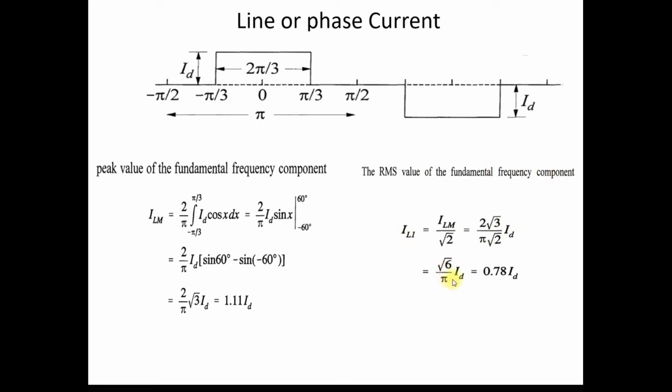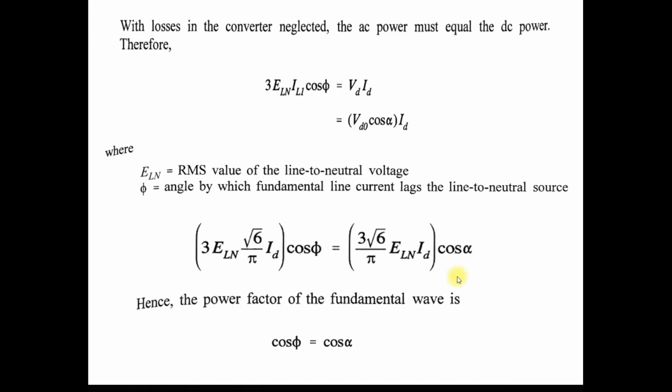So you get root 6 by pi times Id. Then we analyze this and assume that the losses in the converter are neglected, because we assume that the effect of source inductance is negligible. So whatever supply is provided from the primary side, the same power you get at the secondary side. So the supply power to this converter, 3 into line to neutral voltage into line current into cos phi, is equal to output current into voltage. Id is the DC current, and Vd is the direct voltage.